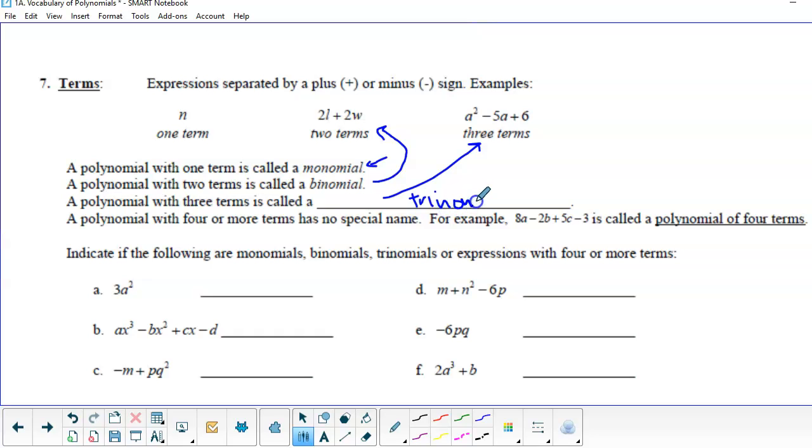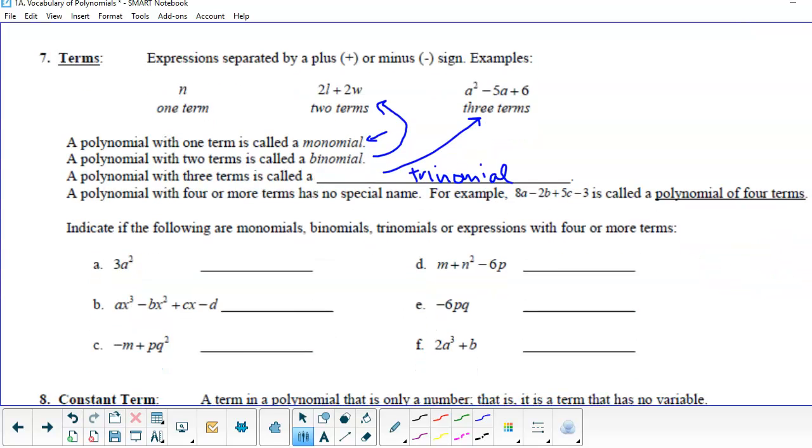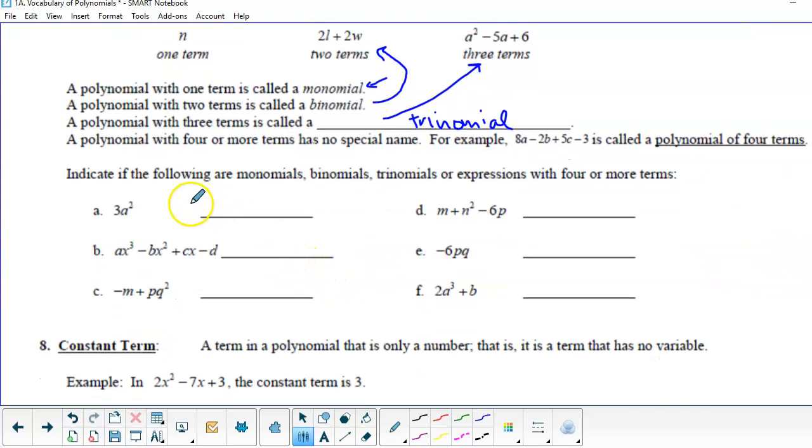Sorry again for my slow writing here. Okay, and then there's no special words for 4 or more terms, so we just call them a polynomial, and we say how many terms there are. So take a look at these questions. It says indicate if the following are monomials, binomials, trinomials, or 4 or more terms. So here there's no adding or subtracting, so that would be a monomial.